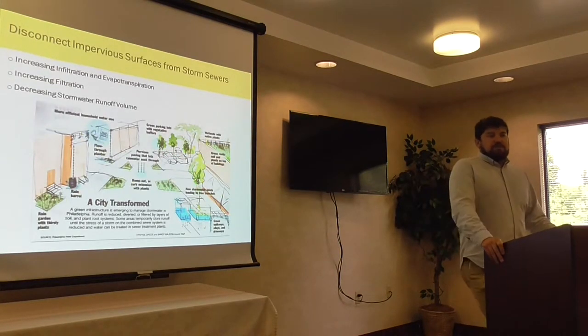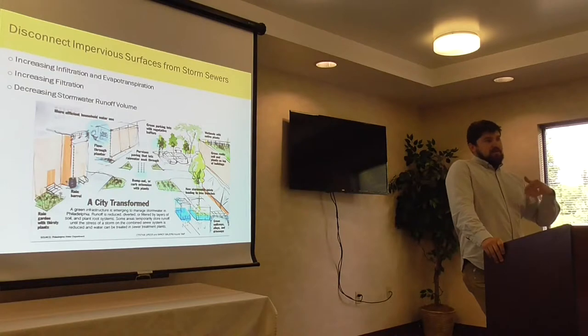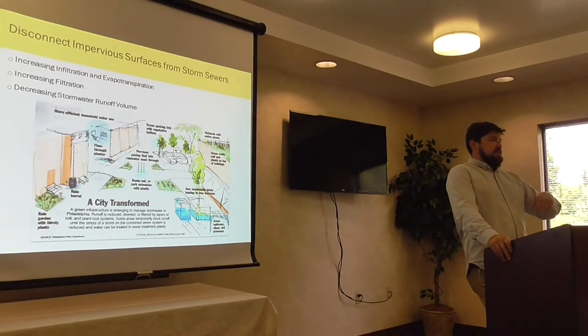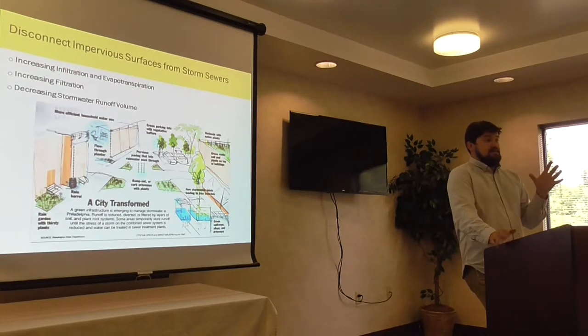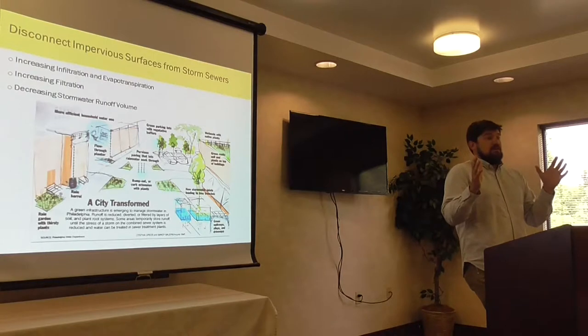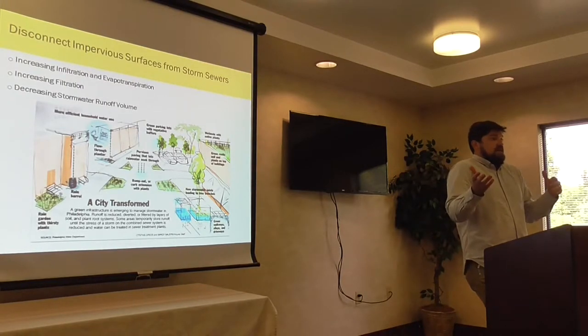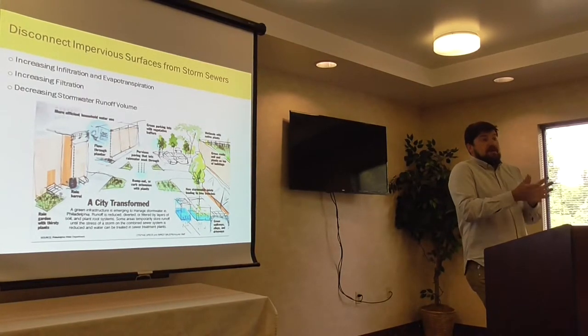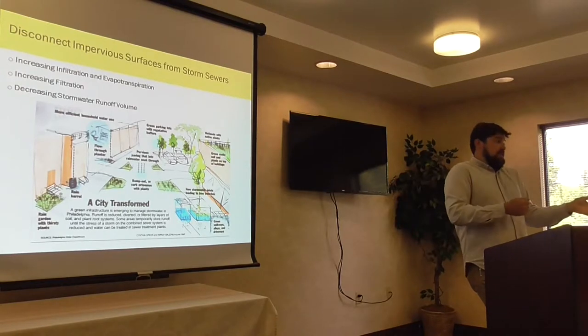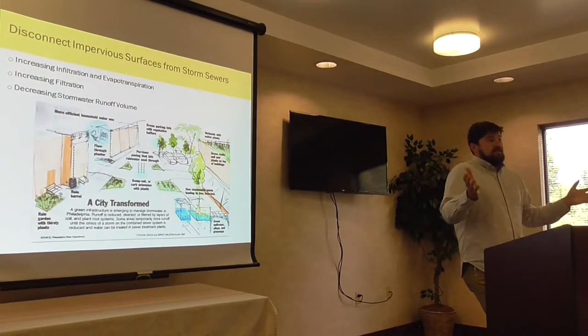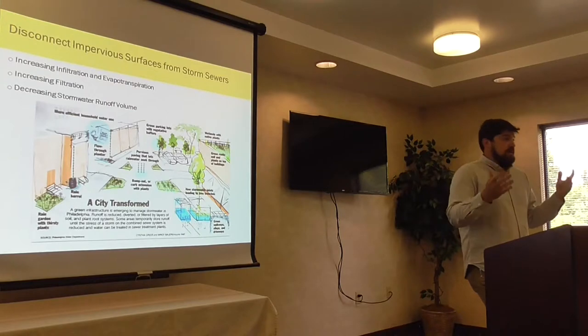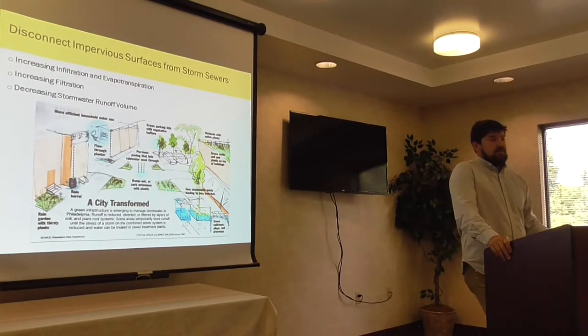Disconnecting impervious surfaces from storm sewers. This is becoming really big, we're finding. I don't know about this region, but in Lancaster City, this is becoming just huge. The rain barrel craze has just exploded. But for good reason. All these downspouts come out of the curb, discharge onto the road, go straight into the storm sewer, and discharge into the Conestoga River down in our area. How can we disconnect those?